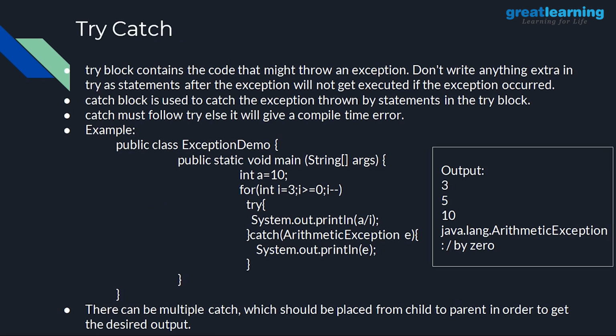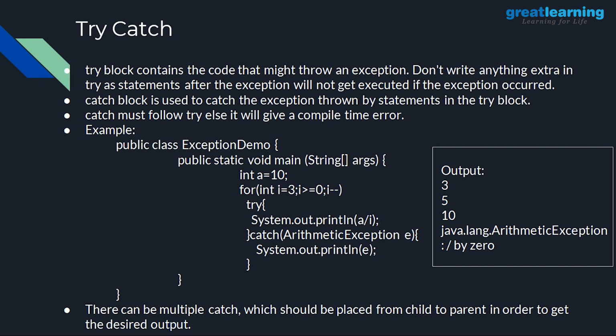Now let's try to implement try catch. So what do you mean by try catch? Try block contains the code that might throw an exception. Make sense? We don't write anything extra here in the try block. If the exception occurs, catch block is used to catch the exception thrown by the statement in the try block. So for example, if you can see the example below, what I'm using.